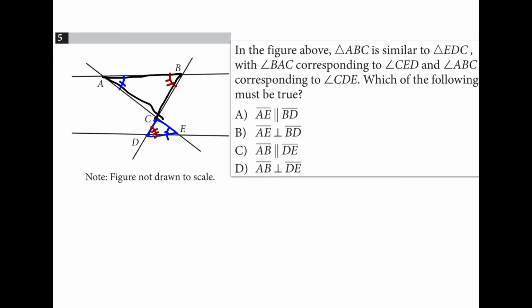So if you think about this line here being a transversal, then we see alternate interior angles here are congruent. When would those alternate interior angles be congruent? Only if these lines were parallel. AB and DE are parallel lines.